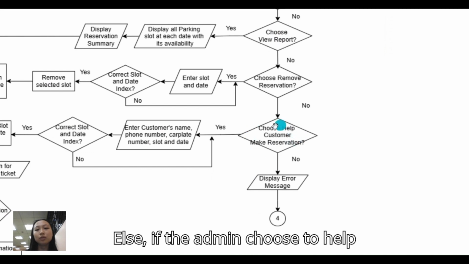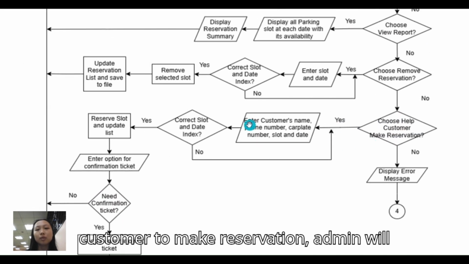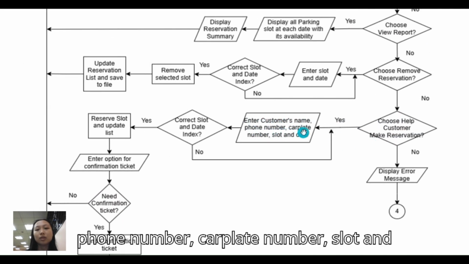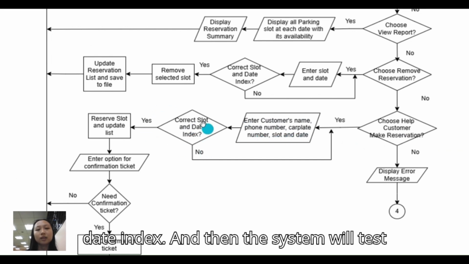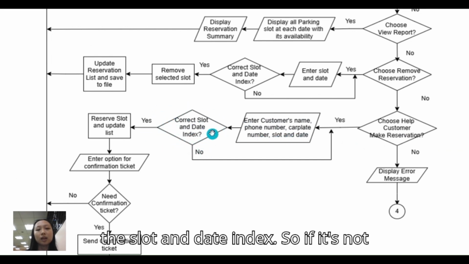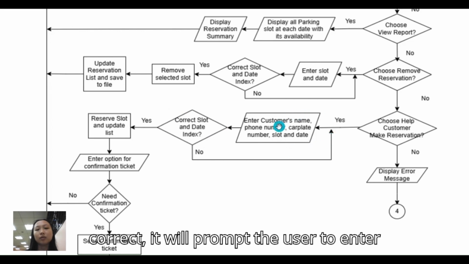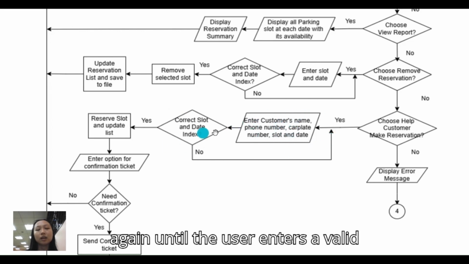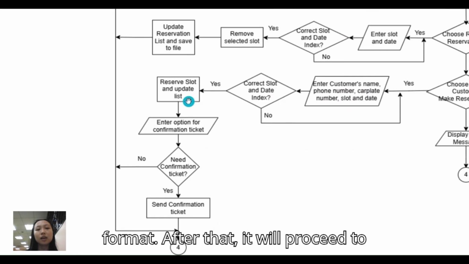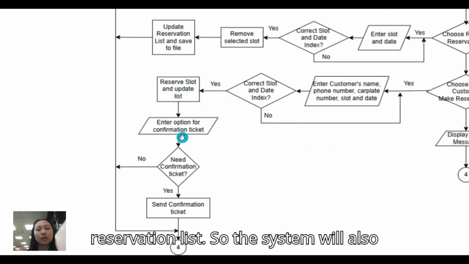Else, if the admin chooses to help a customer make a reservation, the admin will be prompted to enter the customer name, phone number, car plate number, slot and date index. And then the system will test the slot and date index. If it's not correct, it will prompt the user to enter again until the user enters valid information. After that, it will proceed to reserve the slot and update the reservation list.